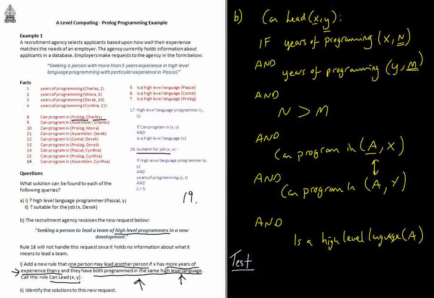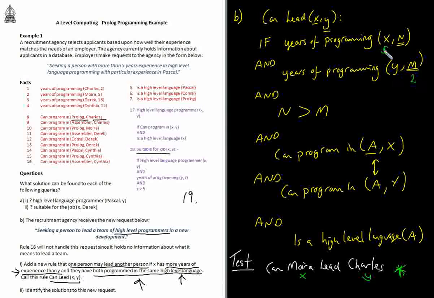Let's see, can Moira lead Charles? Okay. Now I'm going to do this in green, because I'm running out of space here. So look out for the green bits for this answer. Can Moira lead Charles? In other words, Moira has a value of X and Charles is the Y variable. So years of programming for Moira is 5. So X is going to be 5 there. And years of programming for Charles is 2.